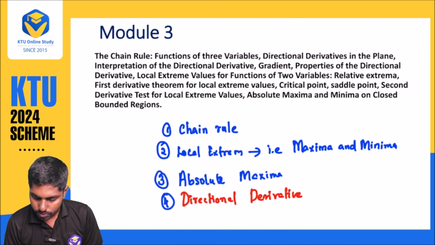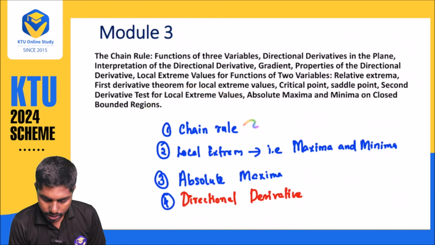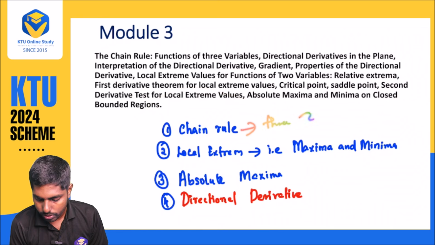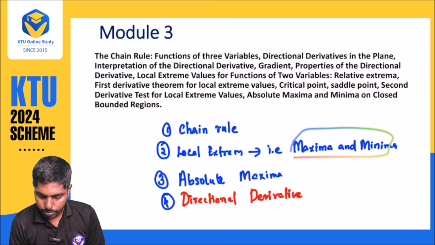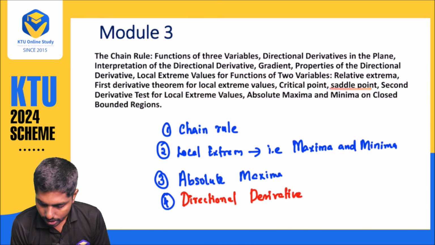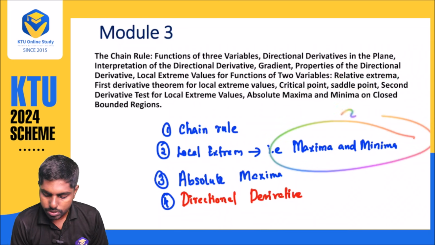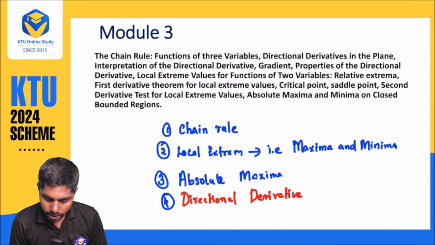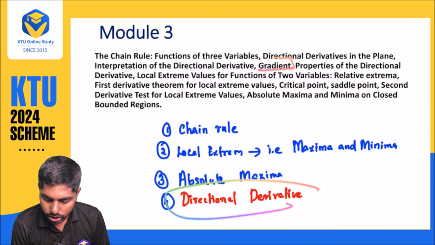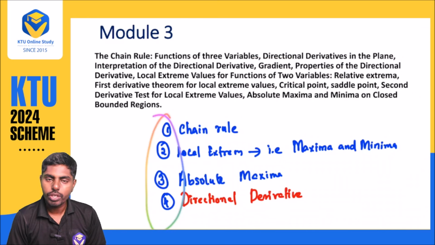If you study these four topics, that is enough, you will be covering the entire syllabus. In chain rule, you want to study about three variables. Similarly, in maximum and minimum values, you will be studying saddle point, critical point, relative extremes. These all come under maxima and minima, and absolute maximum will also be covered. Then in directional derivative you can learn about the gradient and its properties and interpretations. Even in a single topic, these are the four important topics you want to learn.